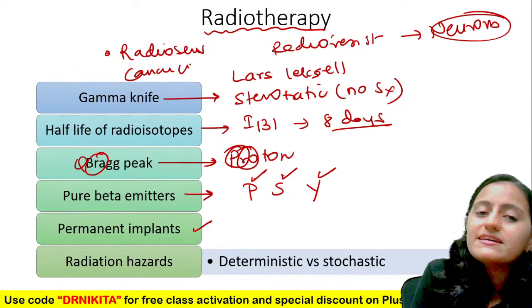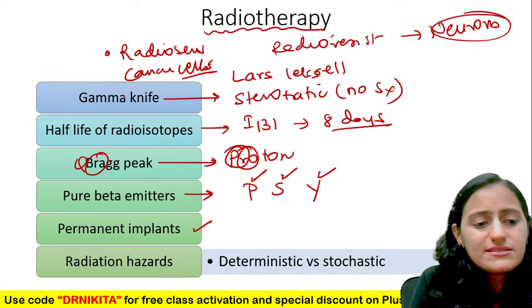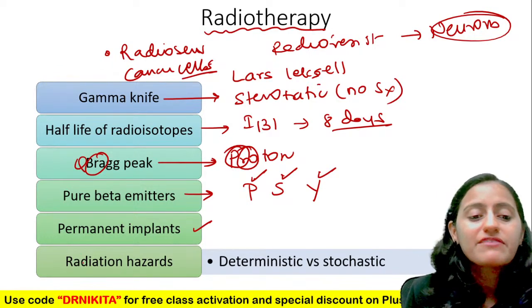Cancer cells are dividing, so they are radiosensitive. Okay, they are radiosensitive. So all this is important. And then you have radiation hazards.